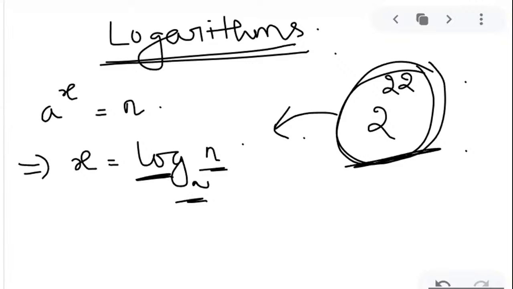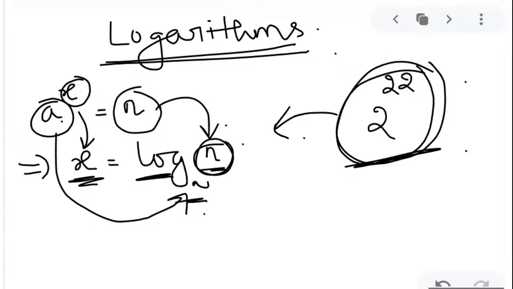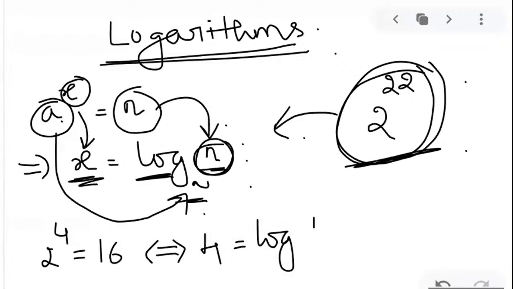When you are converting, the base here will always become the base in the logarithm. You are trying to find out the value of the exponent. So x will be your LHS and your answer will become the number that you are trying to find the logarithm of. So for example, if I have 2 power 4 is equal to 16, this can be written as 4 is equal to log 16 to the base 2.